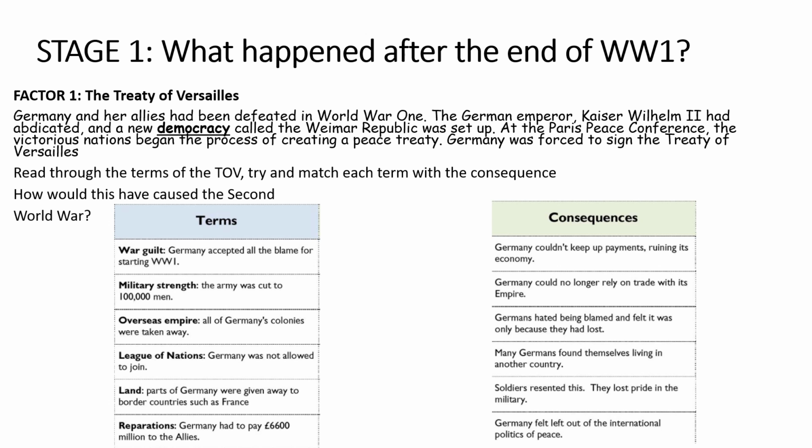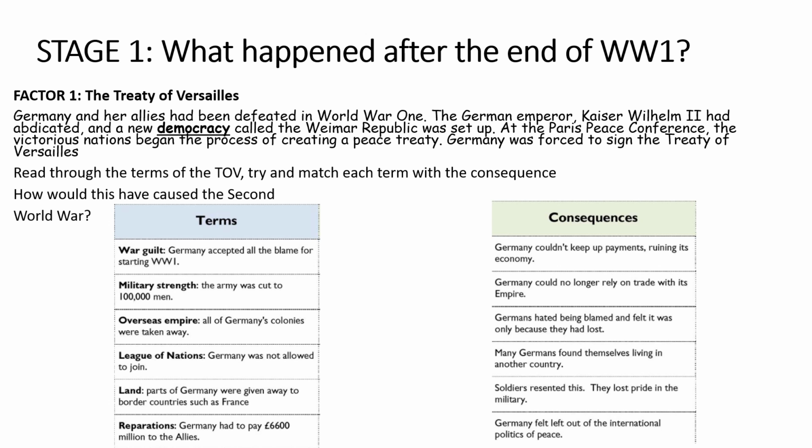Okay, so down below you'll see the terms of the treaty on the left. I'll read those out. War guilt, Germany accepted all blame for starting World War I. Military strength, the army was cut to 100,000 men. Overseas empire, all of Germany's colonies were taken away. League of Nations, Germany was not allowed to join. Land, parts of Germany were given away to border countries such as France. And reparations. Reparation is something that Germany had to pay, and they had to pay £600 million to the Allies, which is loads and loads of money. Okay, so there's 6 of the terms of the Treaty of Versailles which Germany had to sign.